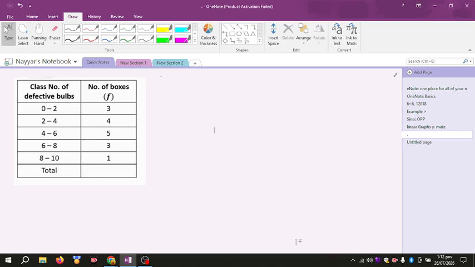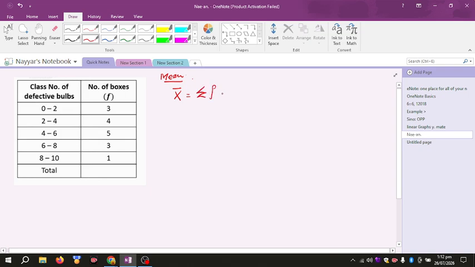mean, median and mode. You can see that this is grouped data, and for grouped data we are going to find out mean, median and mode. First we are going to find out the mean. Remember, the formula to find the mean is, this is the symbol which we use for the mean, and the formula is sum of f of x over sum of f.